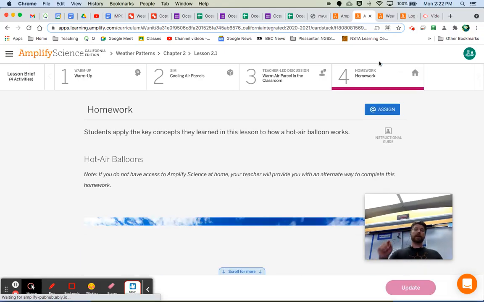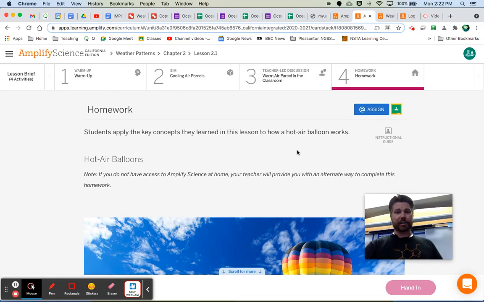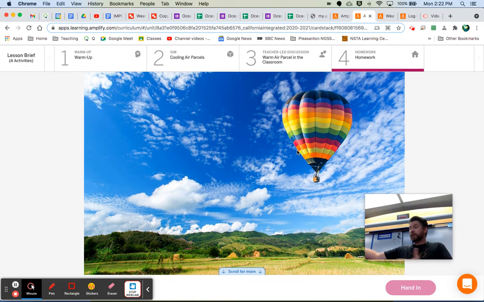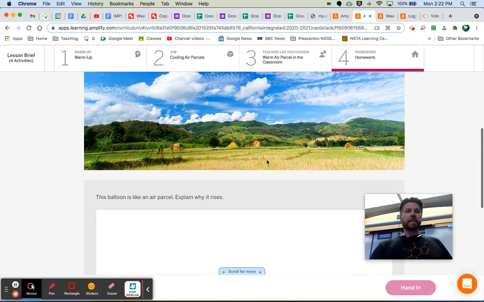Some of you probably already made this connection to hot air balloons. That's basically what we did. We just made a hot air balloon. What is a hot air balloon? It's exactly what it sounds like. It's exactly what we did, but it's on a much bigger scale, right? So as you can see in the picture, that's a picture of a hot air balloon. Beautiful, beautiful picture too. That's nice.